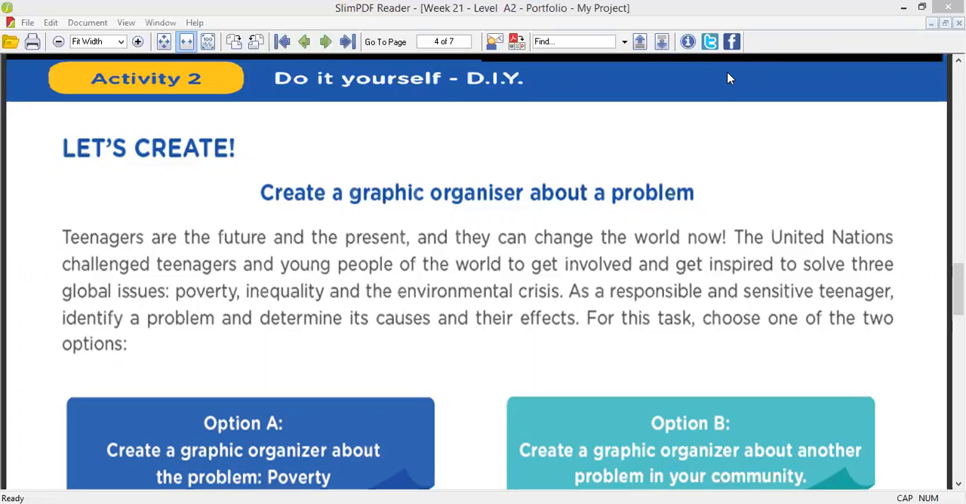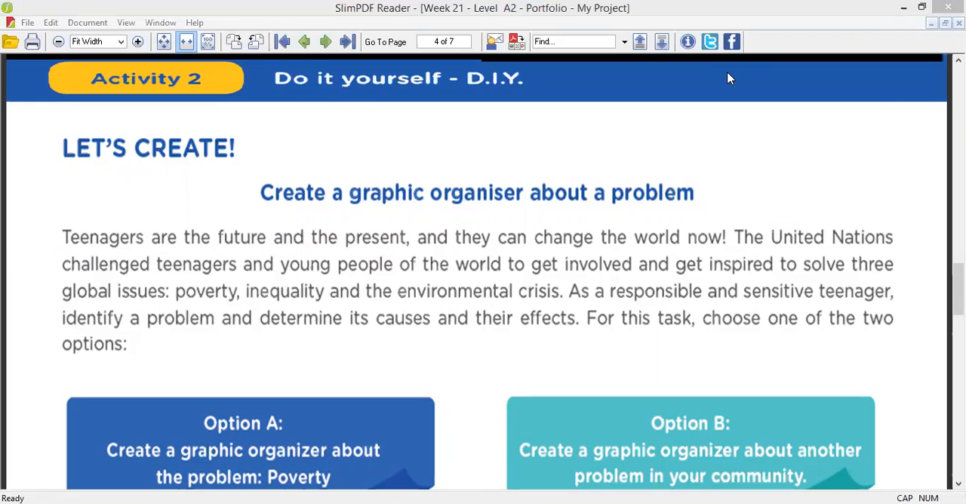Remember that this week's title is "My Project," and in activity number 2, you have to create a graphic organizer about a problem. Okay, let's read. Just remember that you are a teenager, and teenagers are the future and the present. And you can change the world now.